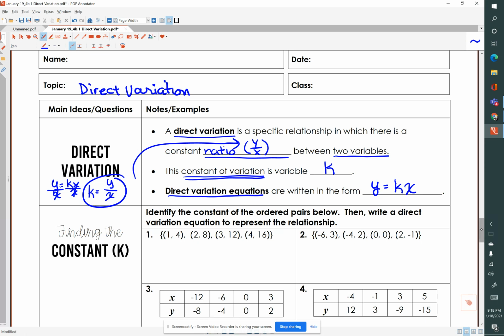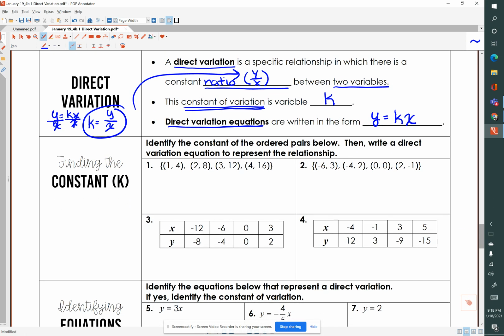So the first thing we're asked to do is to identify the constant. We're going to identify the k of the ordered pairs, and then we're going to write a direct variation equation to represent the relationship. So if I have points x and y, and each of these points, I test them out.